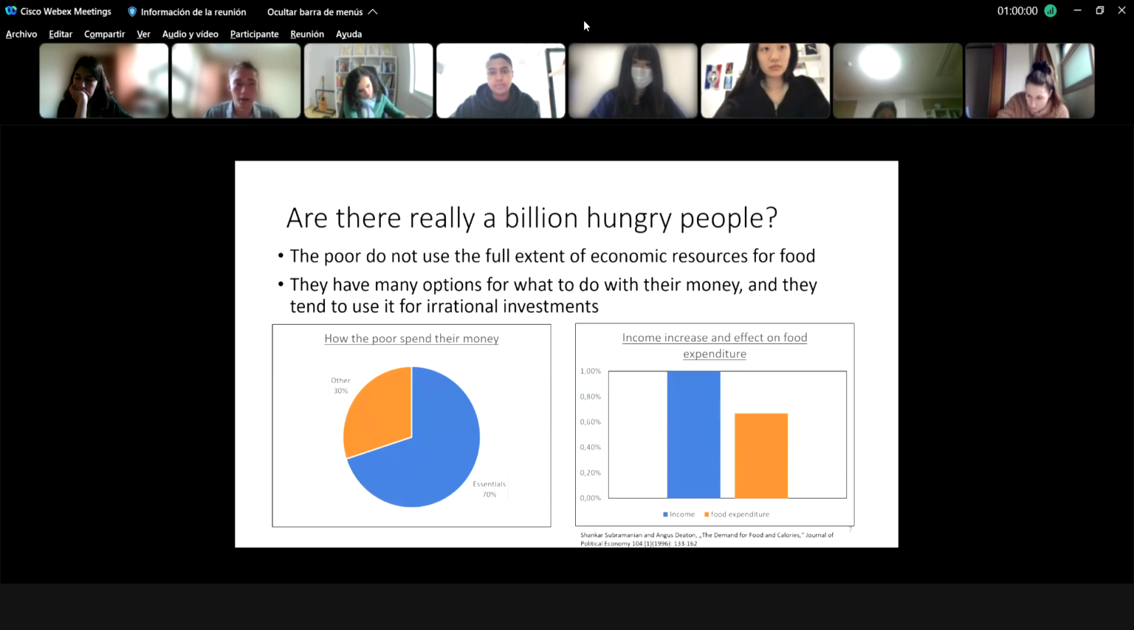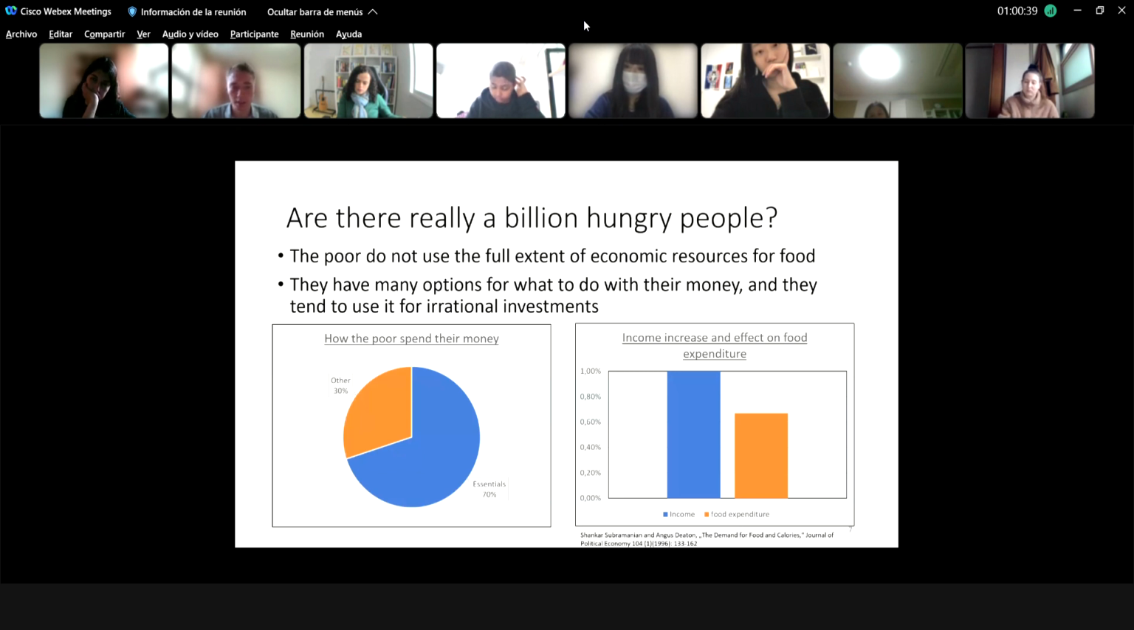So now we go over to the question: are there really 1 billion hungry people? Here, the author argues that the poor do not use the full extent of the economic resources they actually have. They have many options for what to do with their money, and they tend to use it for irrational investments. The author basically puts up some statistics, and what I show in this graph is that they spend up to 30% on things other than essentials. And essentials would be, for example, things like nutrition or shelter.